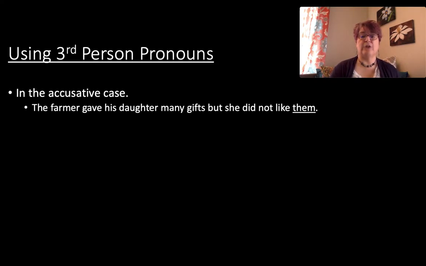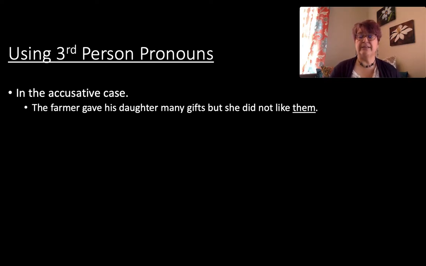The farmer gave his daughter many gifts, but she did not like them. In this particular sentence, them has as its antecedent gifts. And we notice that in this sentence, both the antecedent gifts and the pronoun that is referring to it, them, are each the direct object of the sentence. Therefore, gifts is going to be in the accusative case, and so is the pronoun them going to be in the accusative case. Not because gifts is, but because in its clause, it is also the direct object.